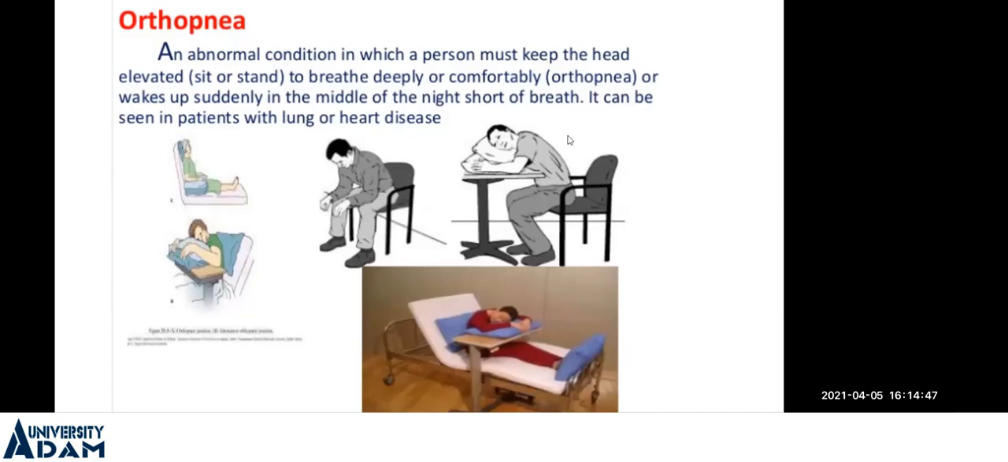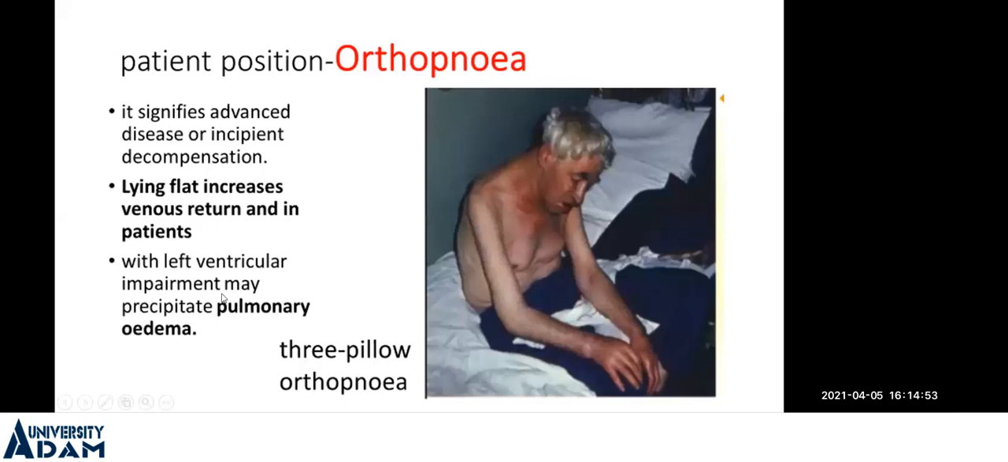Let's check the next one. Look at this guy. This guy is actually in the orthopnea position due to a heart problem. You know, diseases of the heart can give complications and heart failure.